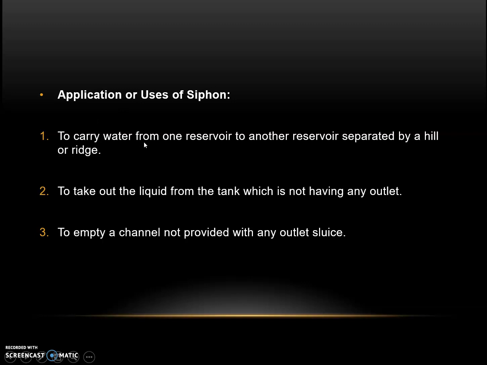Siphon is used to carry water from one reservoir to another reservoir separated by obstruction like hill or ridge. It is also used to take out the liquid from tank which is not having any outlet. And it is also used to empty a channel which is not provided with any outlet sluice.